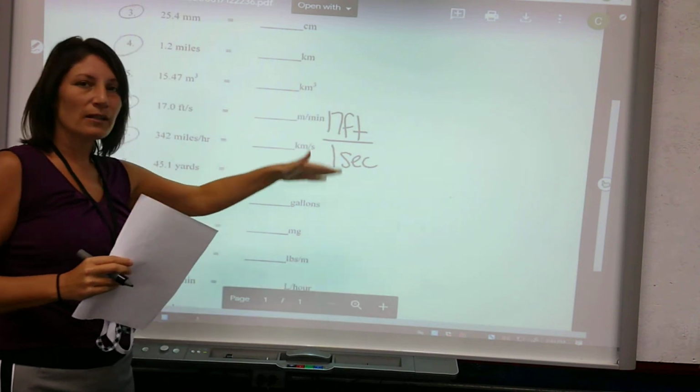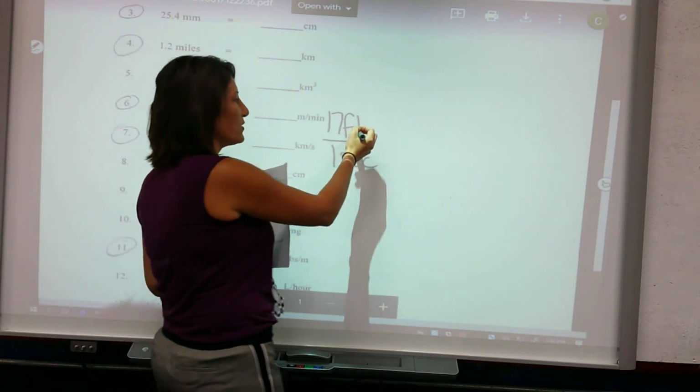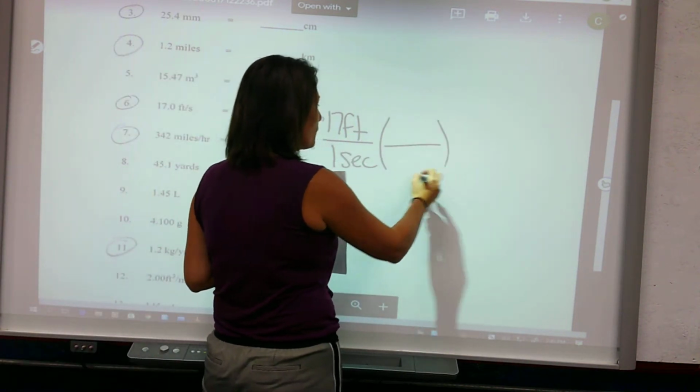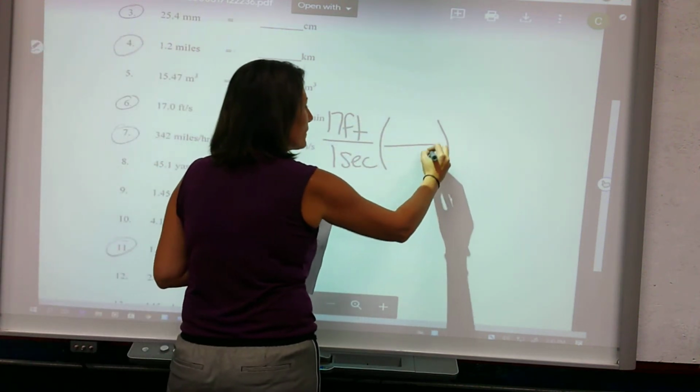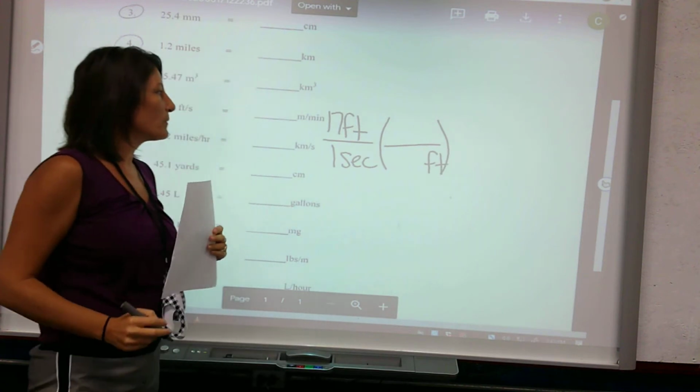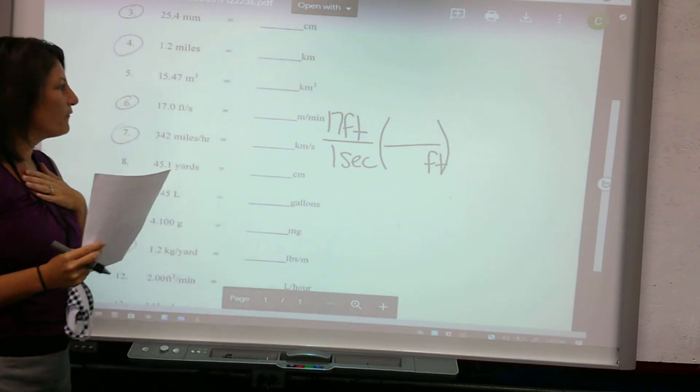You can pick whichever one you want to start with. I'm just going to pick feet. You could start with your seconds first to get rid of that. But I need to get rid of this unit, so I need to divide by it. So it's going to go on bottom there. And I can get from feet to meters.